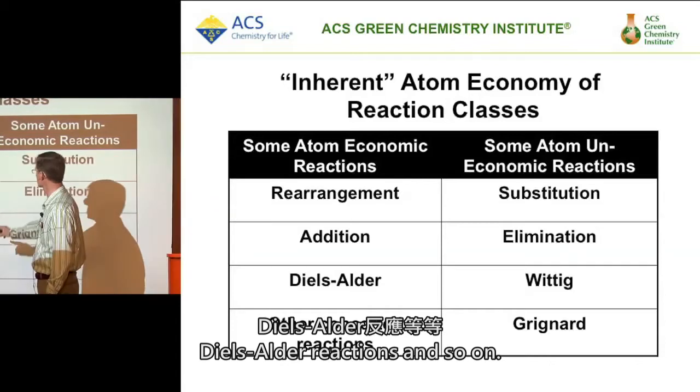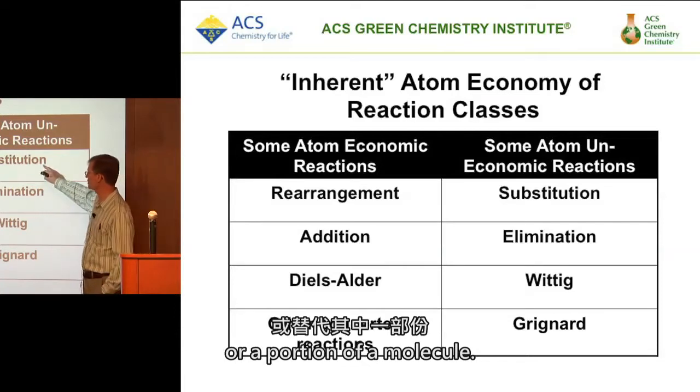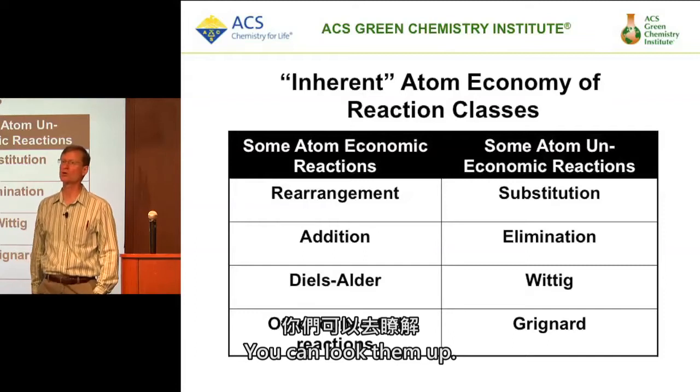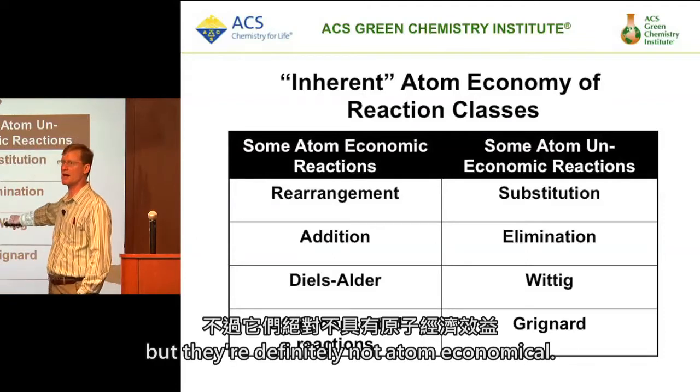Diels-Alder reactions, so on and so forth. Substitution reactions, that is where you're taking one molecule and replacing it with another or a portion of a molecule. Elimination, Wittig and Grignard. Name reactions, you can look them up. I'm not going to go into great detail about them, but they're definitely not atom economical.